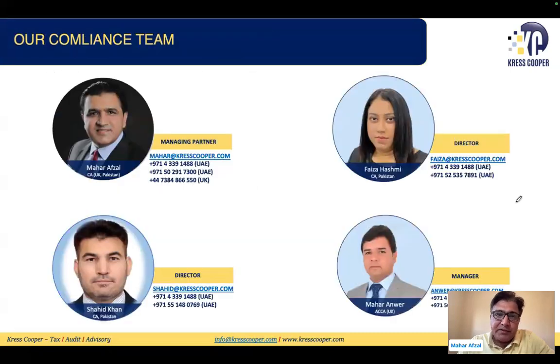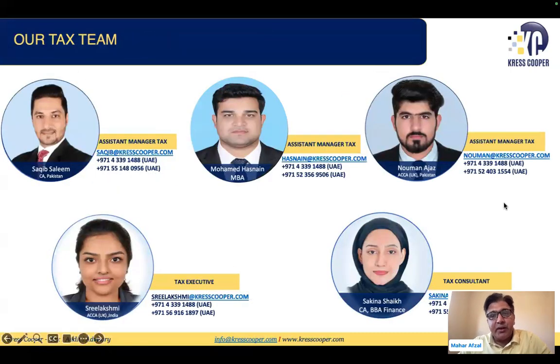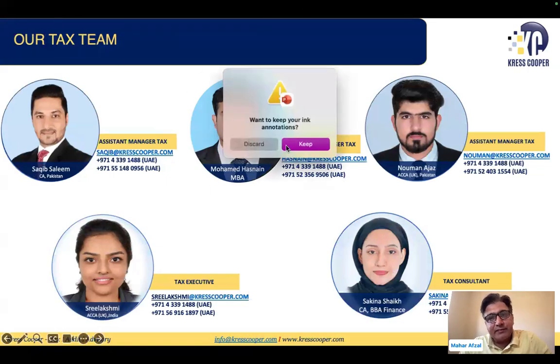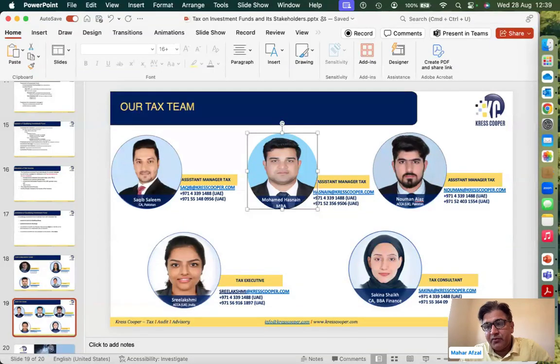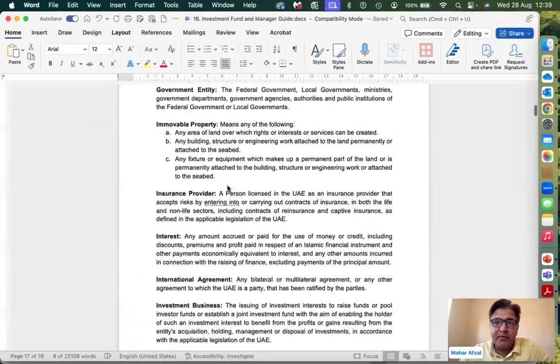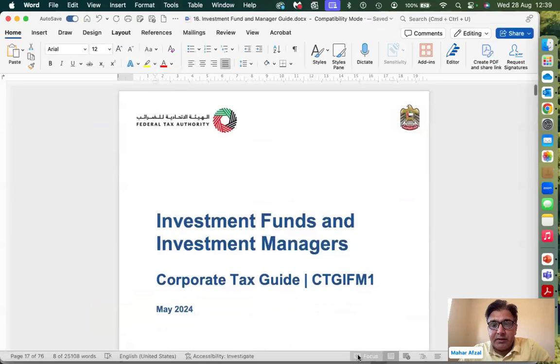These are the limitations. So this is what we have discussed today. Let me go through the guide very quickly. We'll be discussing the important aspects of the guide today. A few illustrations we'll be discussing today itself. So this is the guide.